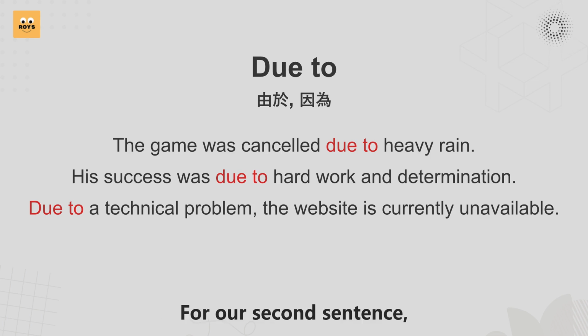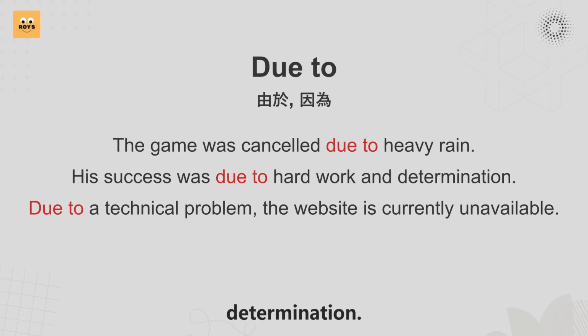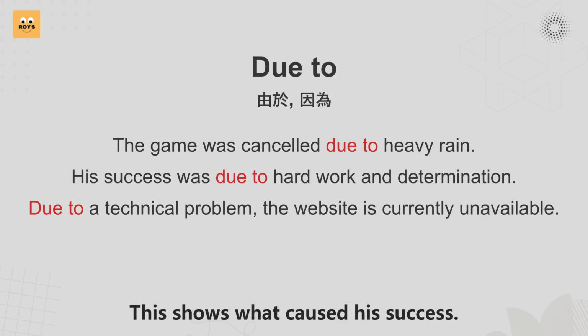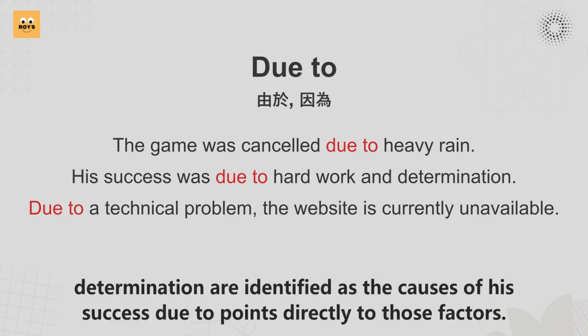For our second sentence, his success was due to hard work and determination. This shows what caused his success. Exactly. His hard work and determination are identified as the causes of his success. Due to points directly to those factors.